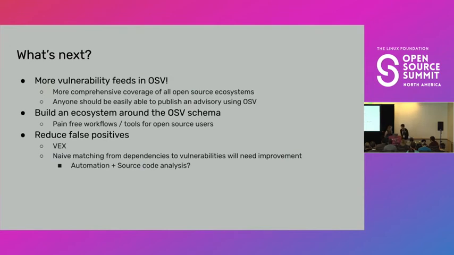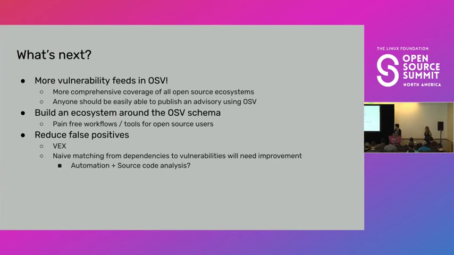Back to you. Cool. So what's next for OSV? There's still a lot of work to do here. The first is still more vulnerability feeds. We have pretty good coverage of most language ecosystems, largely thanks to Kate and GitHub here. But we're still missing things like Linux distributions like Debian and others. And what we want to build is the most comprehensive distributed vulnerability database of all vulnerabilities in open source and make it easy for anybody to publish advisories using this format as well.